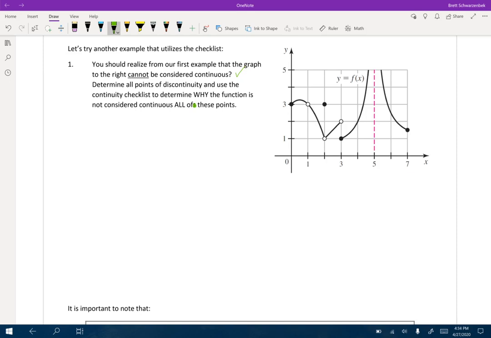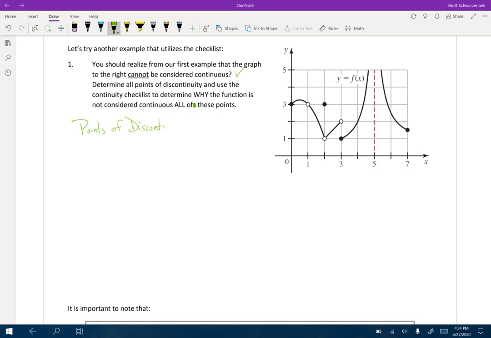By the way, on an exam, I would have you pick one of these. I would give you a problem that has one point of discontinuity and have you do it. But this is just great practice to do it for all of them. So I'm just going to write points of discontinuity.